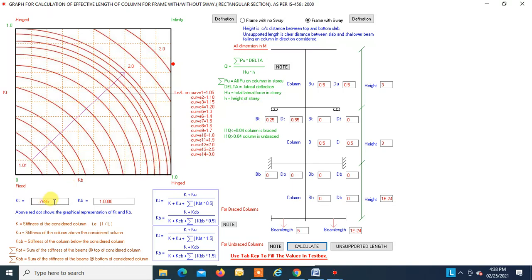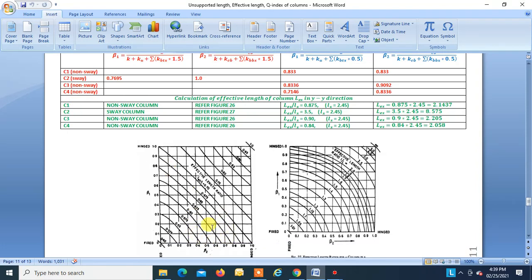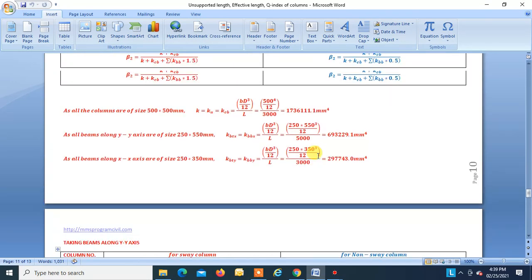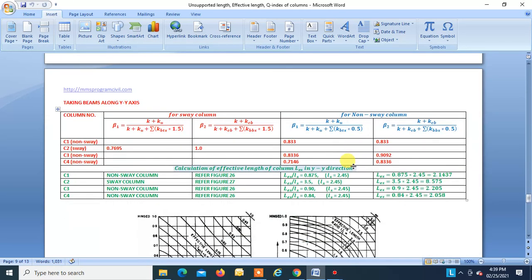Beta 1 is 0.769 and this is 1, right? Fine. And we get this value as 0.35. That is what I have taken, the value of K is taken as 0.35. So when you plot this beta 1 and beta 2 from this graph, you will get the value of K. Once we know the value of K, we know LEX for column 2. Sorry, we know LX. LX is the unsupported length, right? Unsupported length LX for C2 is 2.45. So we have taken 2.45 into K, that is equal to 8.575. That is your LEX.